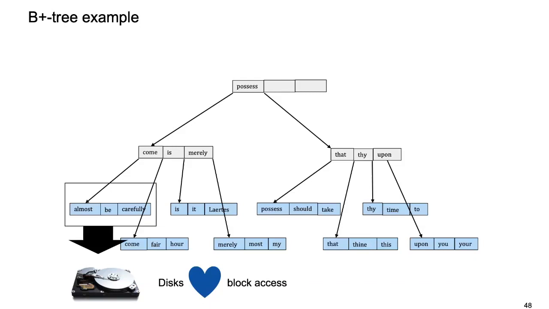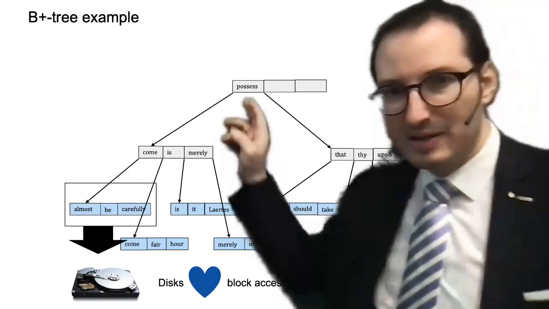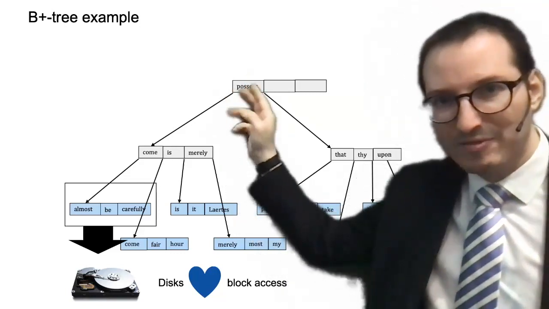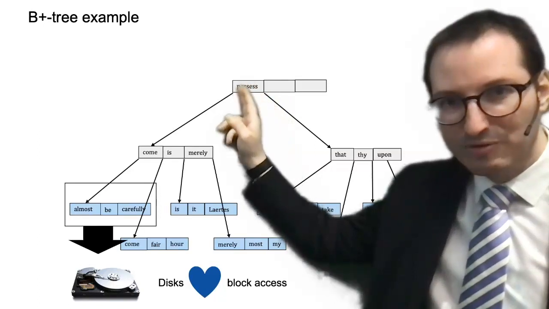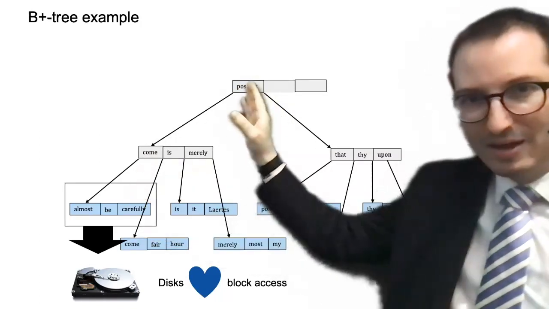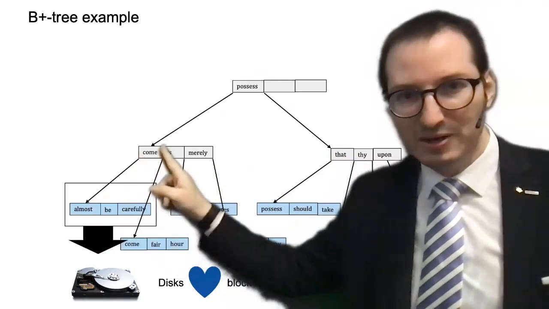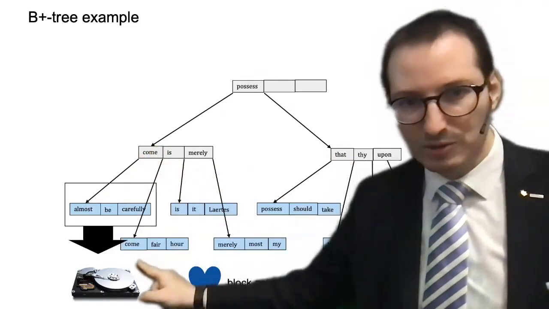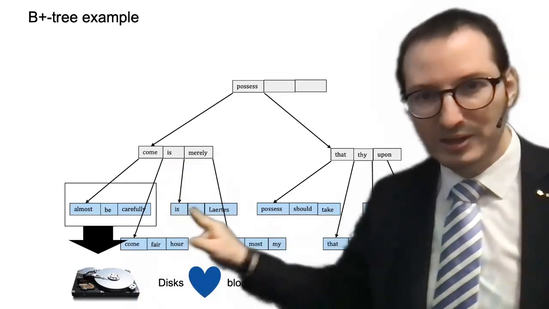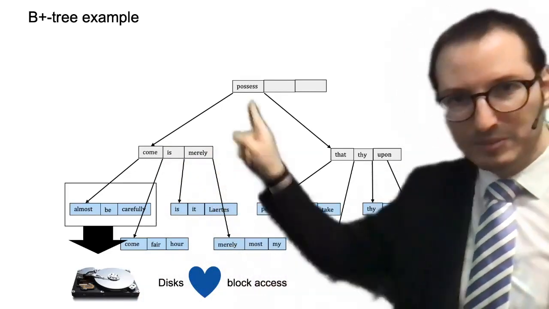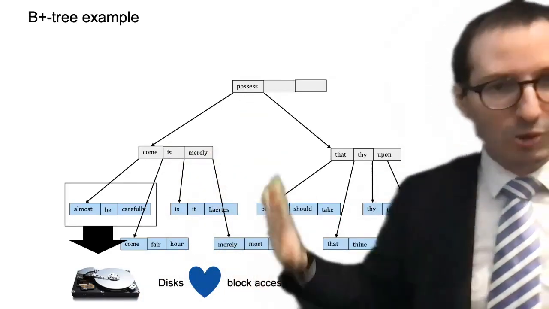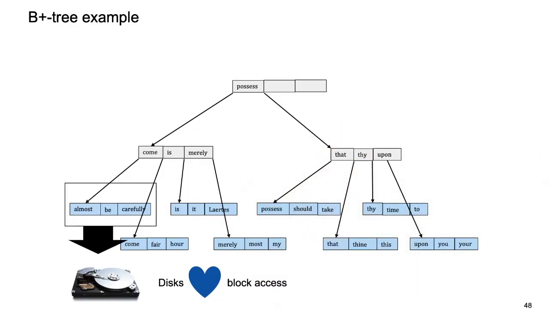Now, you probably remember from theoretical computer science, the way that it works is that here, that's an alphabetical lookup. Everything that's before this in the dictionary is on the left. Everything that's above this is on the right. Here, everything before com is here. Between com and is in the dictionary is there. Between is and merely is here. And after merely and before possess is here. So it's all nicely organized in this way so that we can look up.